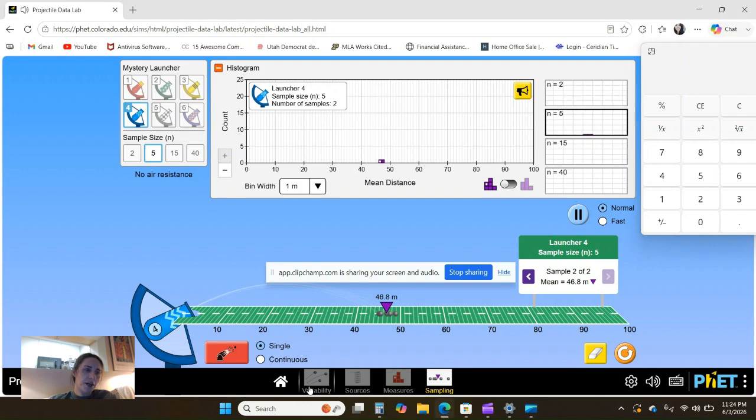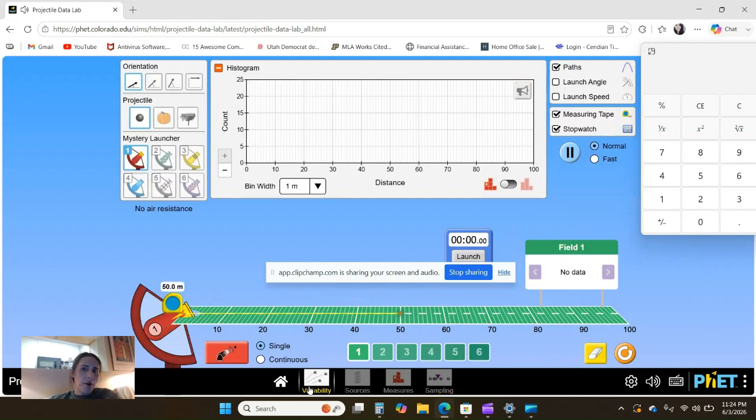I'm going to go back to the variability tab. What I'm going to calculate is the velocity of 3 different projectiles. When I first started this experiment, I thought the velocity would be the same for all the projectiles if I didn't change the orientation, projectile, or the mystery launcher, but I was incorrect. The velocity does change.